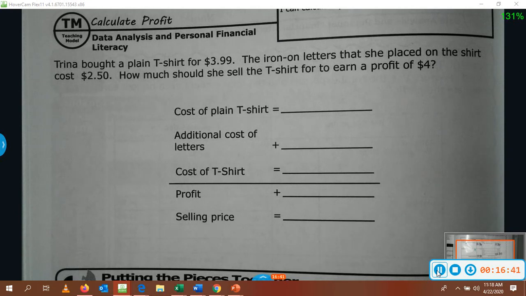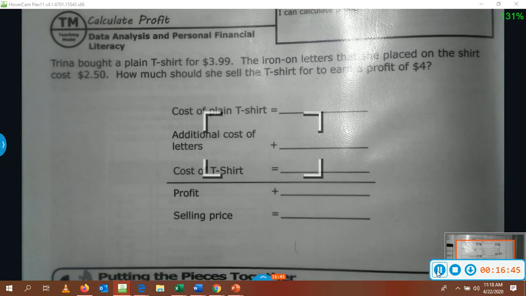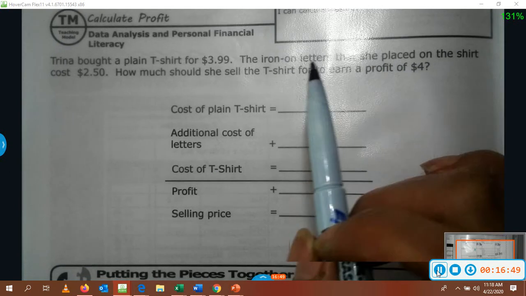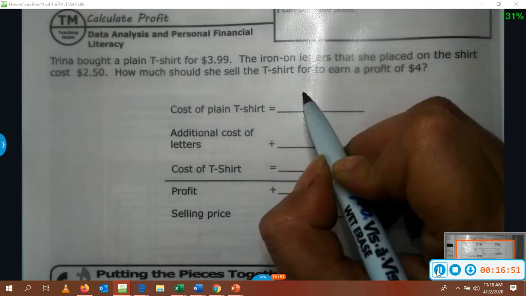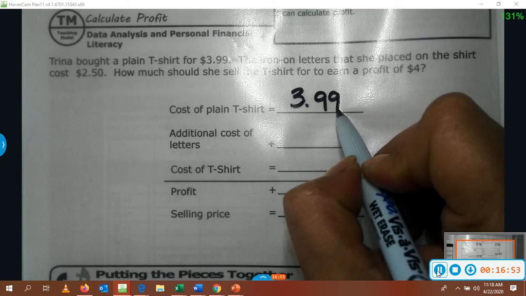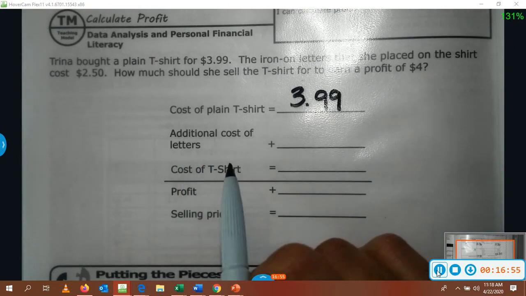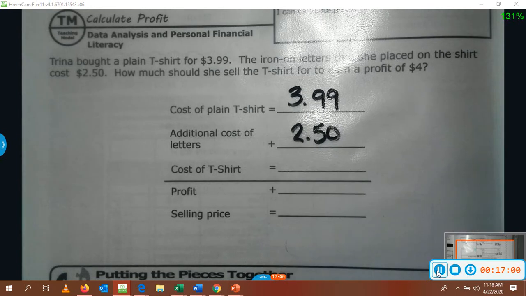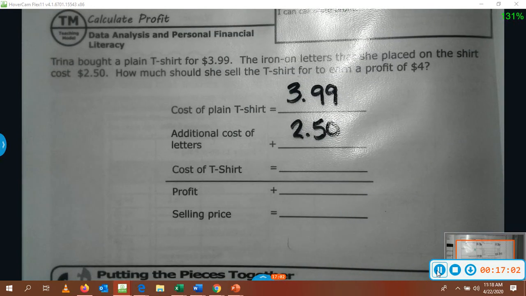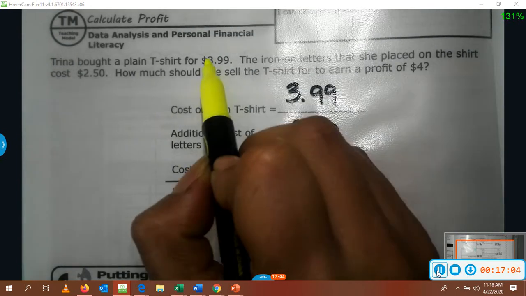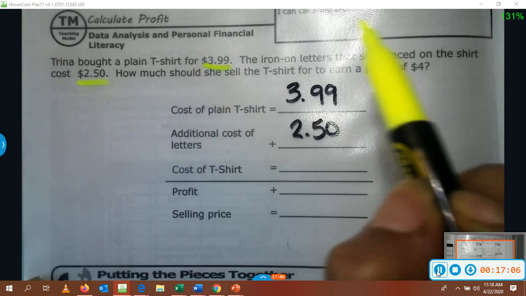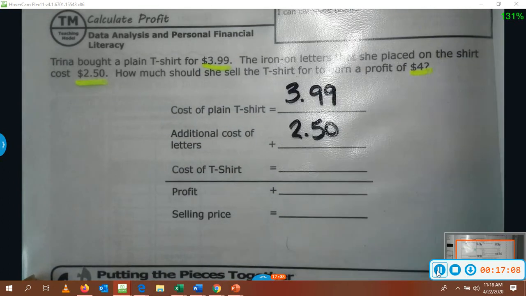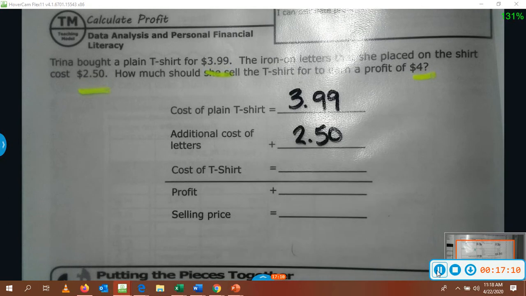Okay, so the cost of a plain t-shirt, let's work this out. We're used to working hard, so let's get it. The cost of a plain t-shirt is how much? $3.99. The additional cost of the letters was $2.50. Now, I'm not pulling these numbers out of the air. I'm actually going back into the problem and getting my information. So don't just write anything.